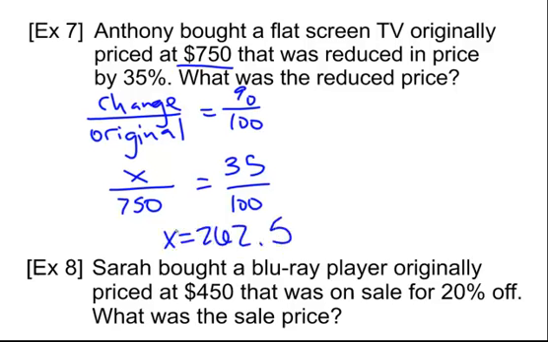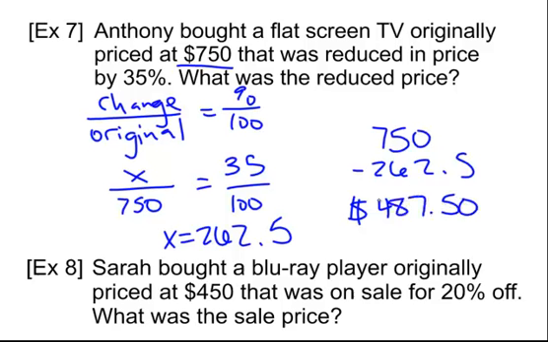Okay. However, it was reduced by 35%. So it went from $750, reduced by 262.5, but we want to figure out how much he pays for it now. What was the reduced price? So you're actually going to subtract $750 and 262.5. And you end up with the reduced price of $487.50. The reason you subtract is because you're reducing it by 35%, so you have to reduce it from the original cost.